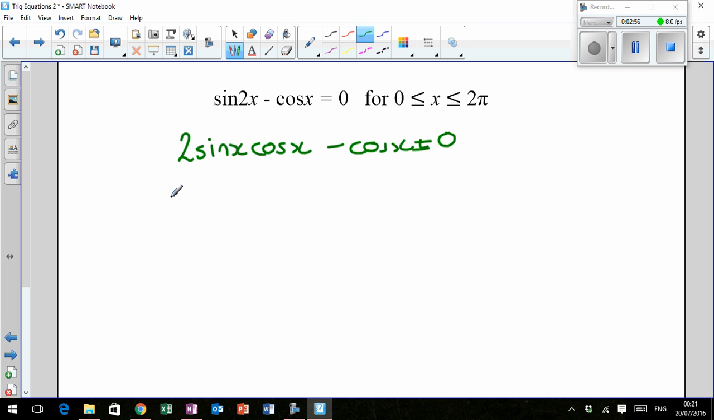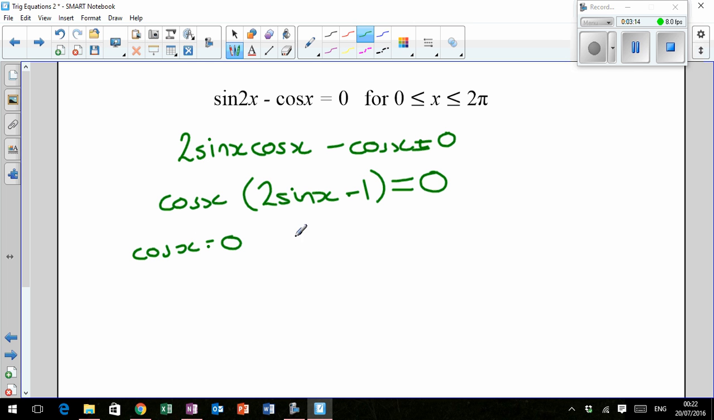So we've got a cos x in common between those 2. So take cos x to the front of your bracket, you're left with 2 sin x minus 1 is equal to 0. And then you can solve the 2 strands, cos x is equal to 0, or 2 sin x minus 1 is equal to 0.